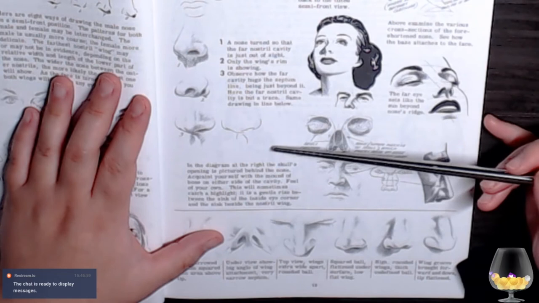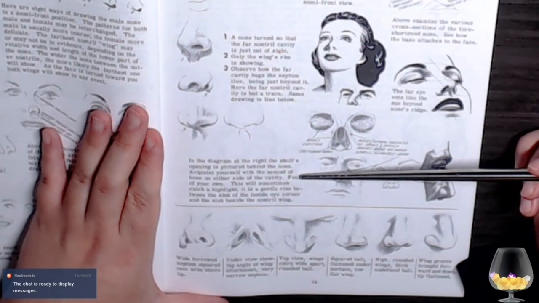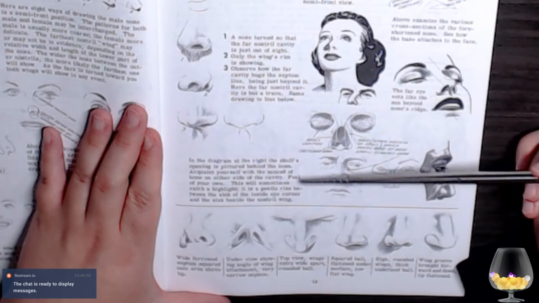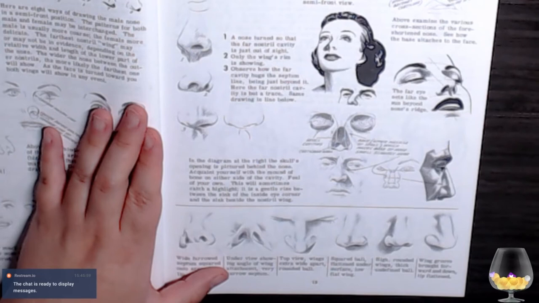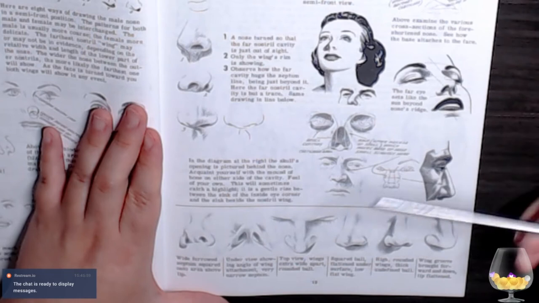Acquaint yourself with the mound of bone on either side of the cavity. Feel on your own. This will sometimes catch the light in its gentle rise between the sink of the inside eye corner and the sink beside the nostril wing. So they're talking about this part.